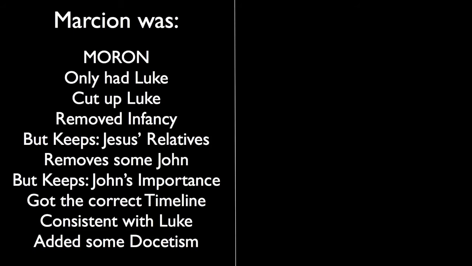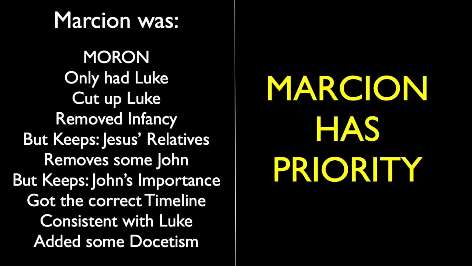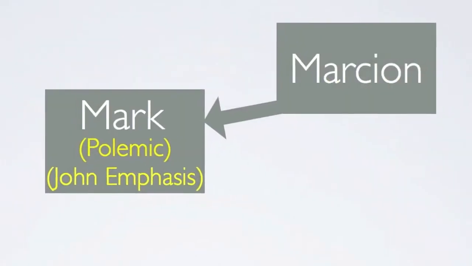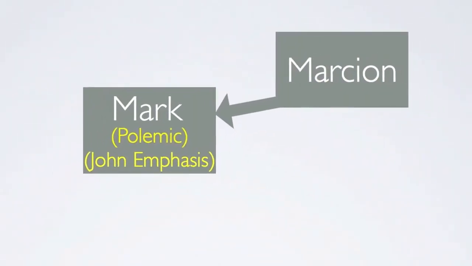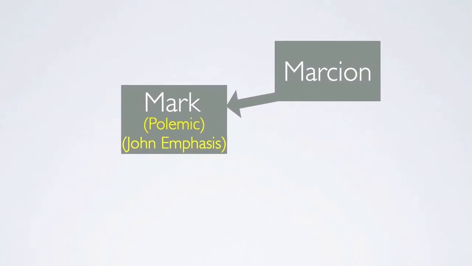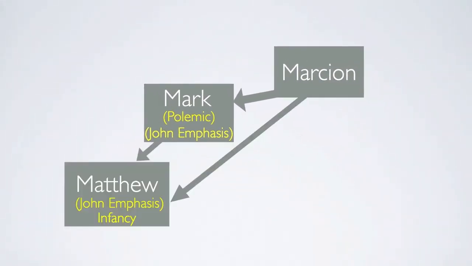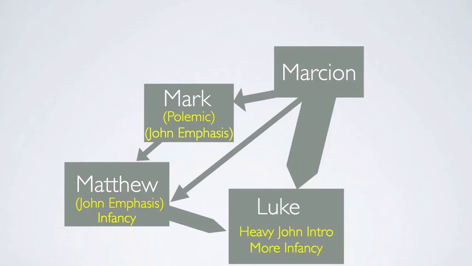Or Marcion has priority, and the Catholic tradition of Marcion's heresy is flat out wrong. Marcion would be picked up by Mark. Mark is a somewhat polemic account, adding emphasis to John the Baptist and demonizing Herod. Matthew is a scrambled account from both Mark and Marcion, but also adding some infancy accounts, and Luke is last, adding even more infancy accounts, but mostly coming from Marcion. I really love elegant, simple solutions, and this one is fairly simple.